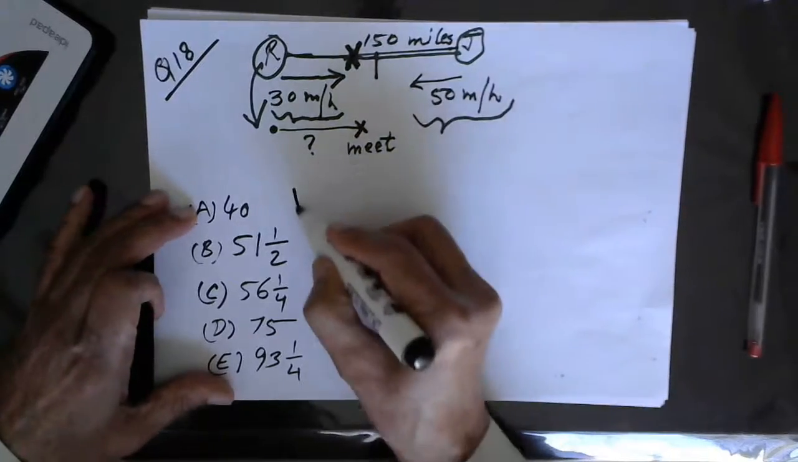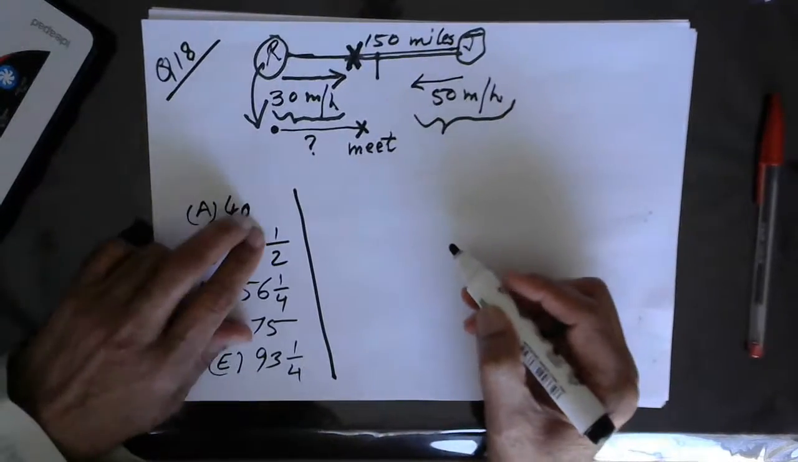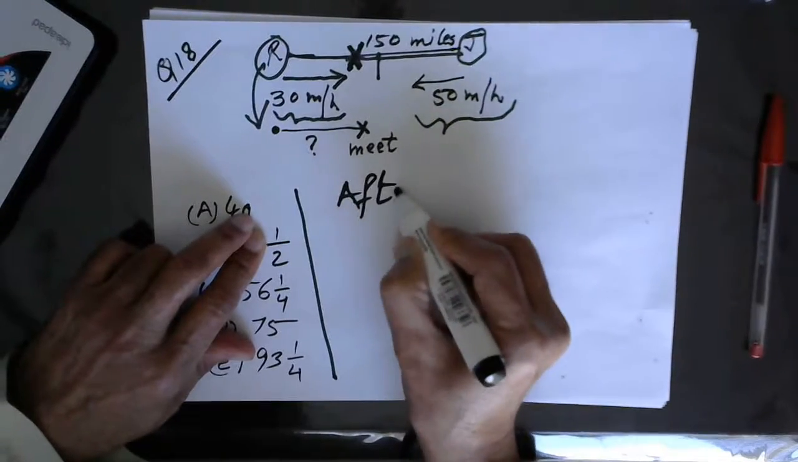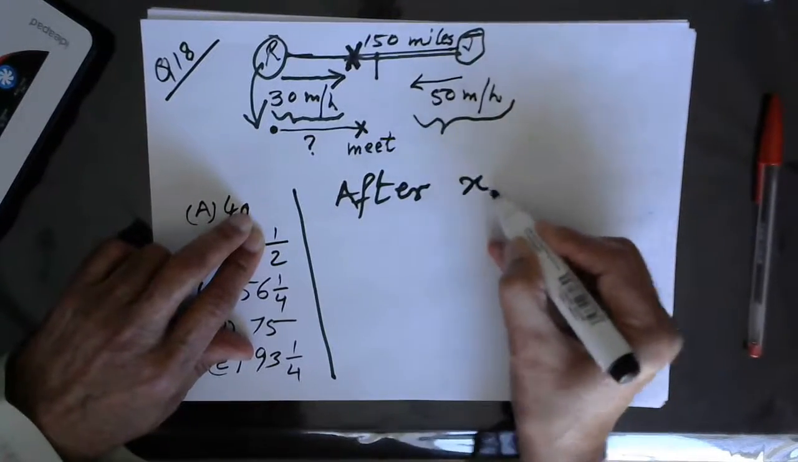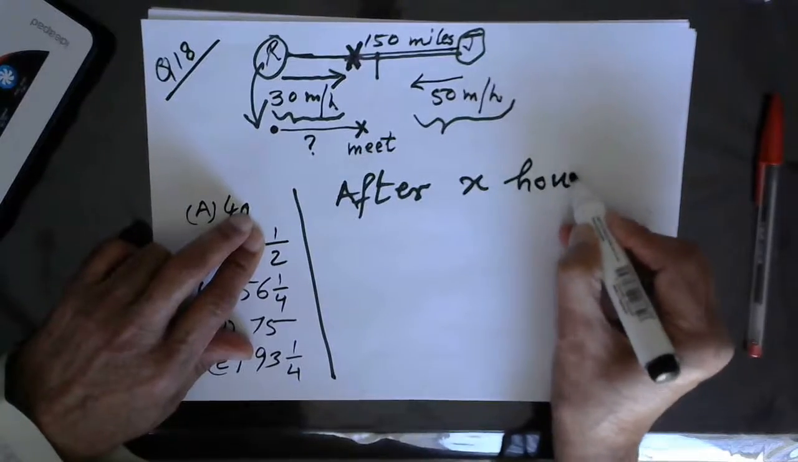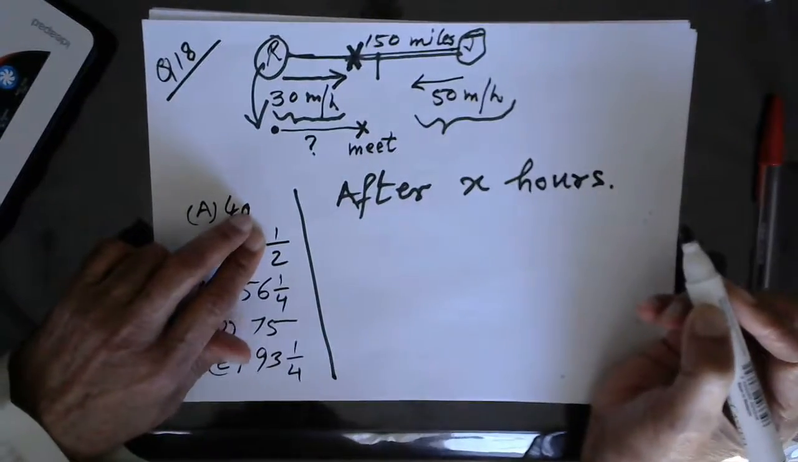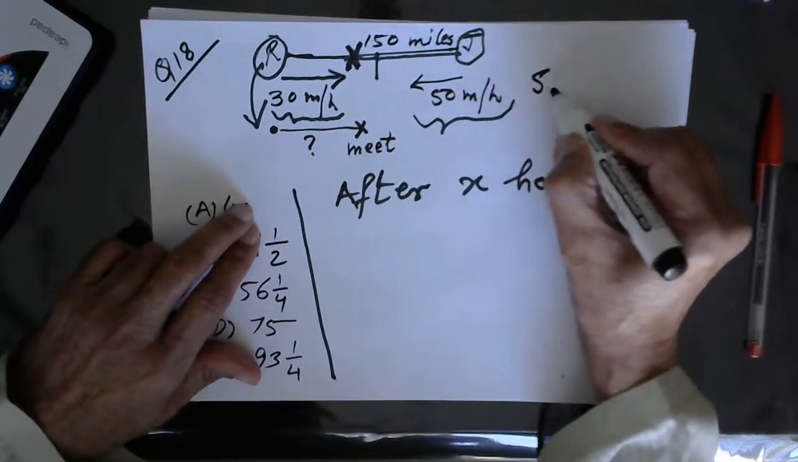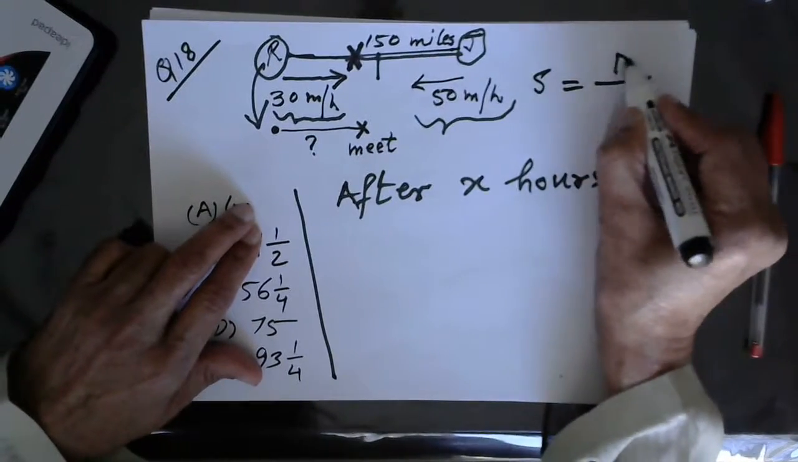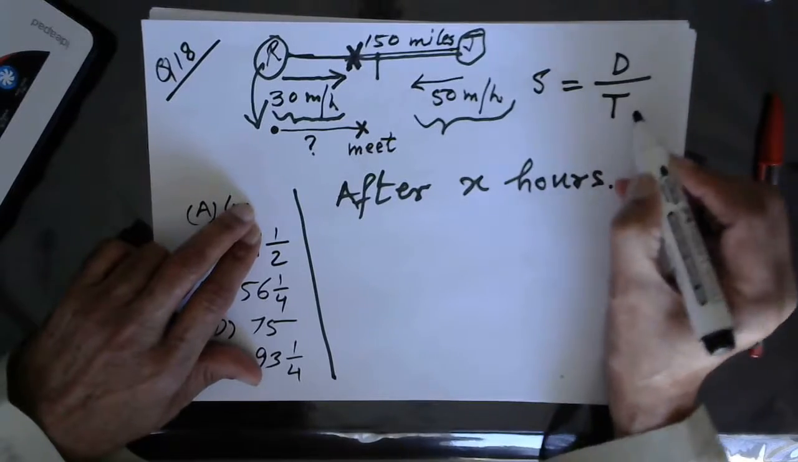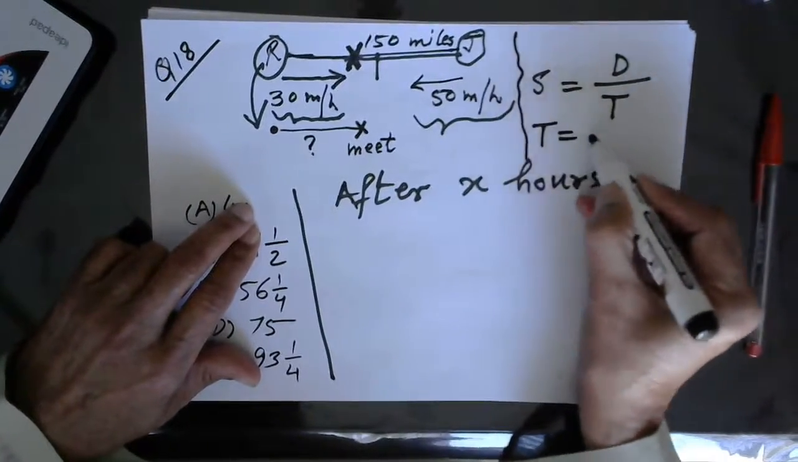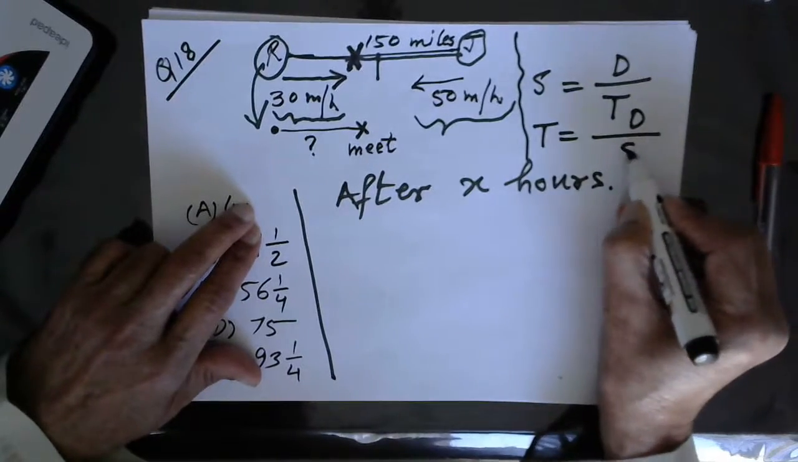What is the method of solution? Let us assume that they meet after x hours. Okay, now I'm sure you know that speed is equal to distance divided by time, or I can say time is equal to distance divided by speed.